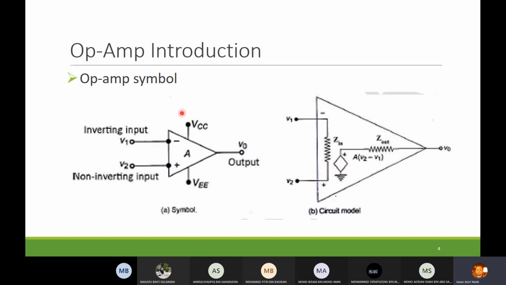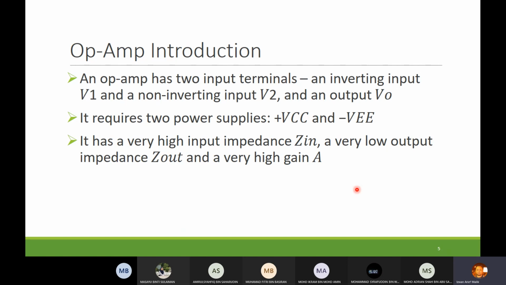So this is the symbol of op-amp. You have this one as the symbol and this is the circuit model. You have the inverting and the non-inverting input, which depends on the symbols of the input: negative for inverting, positive for non-inverting. You have VCC and VEE as well as the output. So this is your inverting, non-inverting, this is your V out. This is the circuit model which is available in the form of IC.